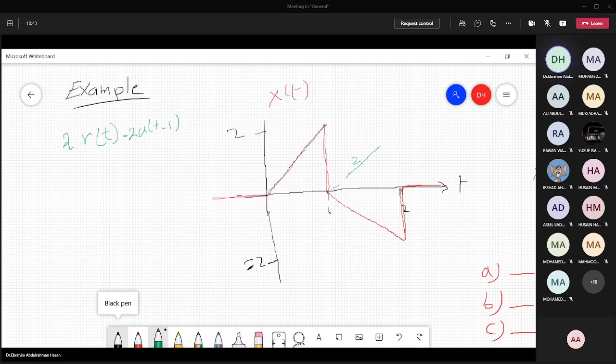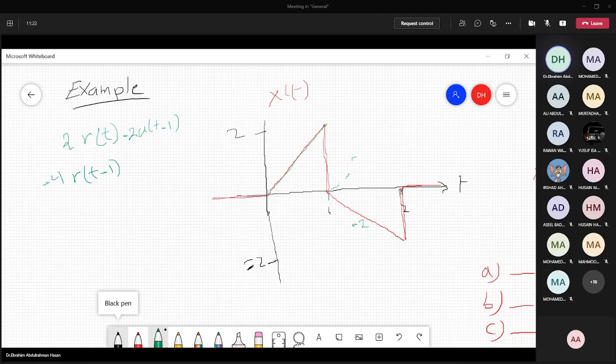Now here, I want the slope to change. The slope of this line is equal to minus 2. From here to here it's equal to 1, and from here to here it's equal to minus 2. Then the slope is equal to minus 2, which means that here we have a ramp, so ramp of t minus 1, with the slope change: this is 2 and this is minus 2, so minus 2 minus 2 is minus 4.